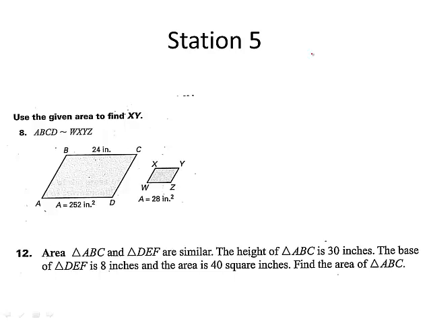Okay, Station 5 is saying use the given area to find xy's length. So what I see here is they give me an area of a large figure and an area of a smaller figure. And we know that they are similar because of this little symbol right here. So I can set up my similarity statement.